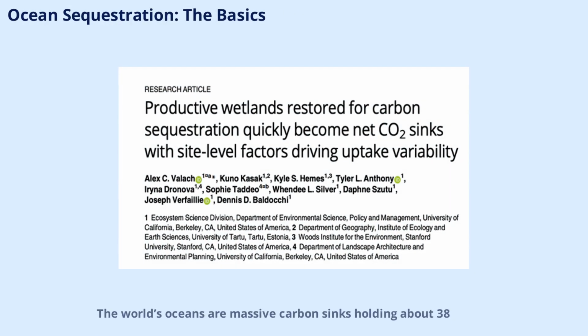The world's oceans are massive carbon sinks, holding about 38,000 gigatons of carbon, 16 times more than all terrestrial biomass. Oceans absorb CO2 from the atmosphere, where it is used by marine life or stored in deep water and sediments. This natural process is a critical part of the global carbon cycle and helps regulate the Earth's climate.